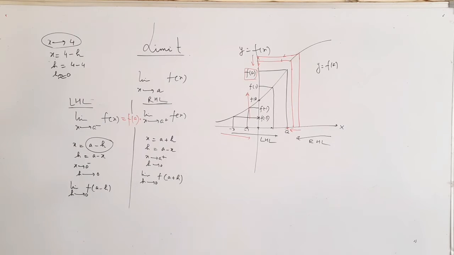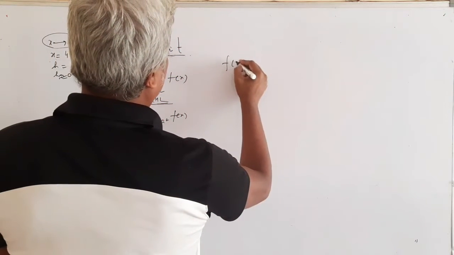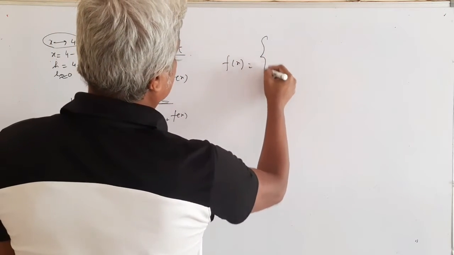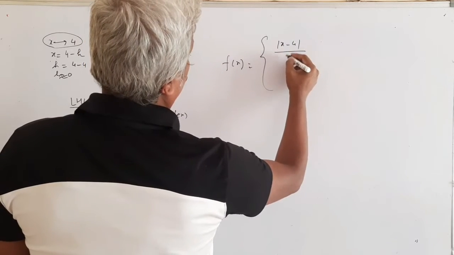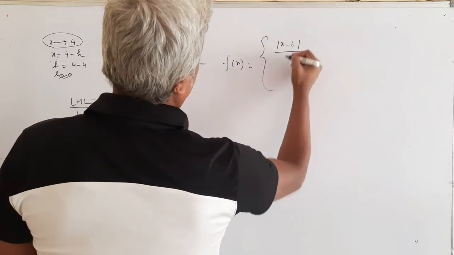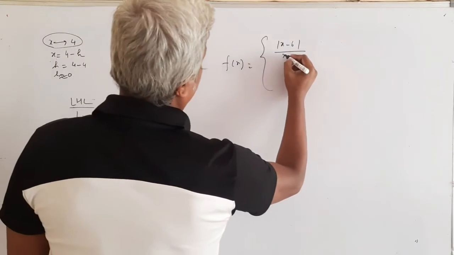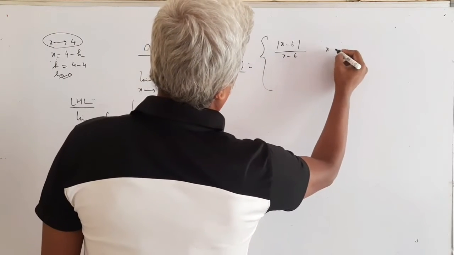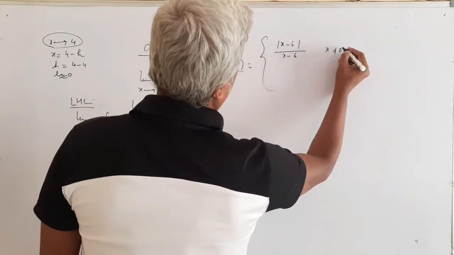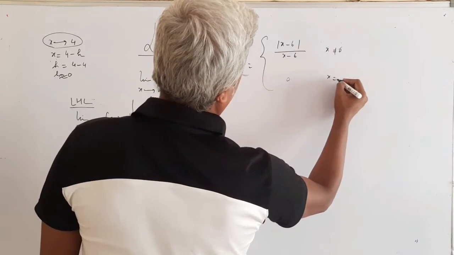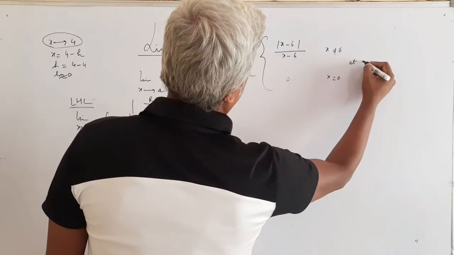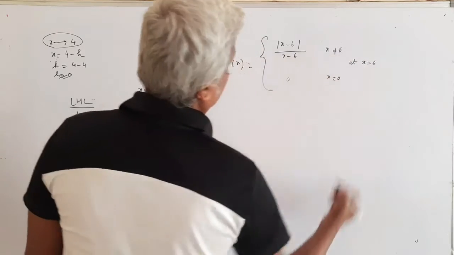Now I will take some examples to explain my point. I have a question that f(x) is mod x minus 6 over x minus 6 when x is not equal to 6, and 0 when x is equal to 6, and we have to discuss the limit at x equal to 6.